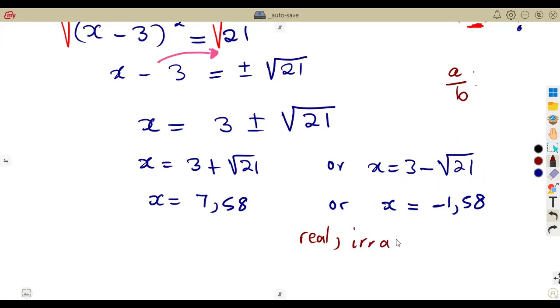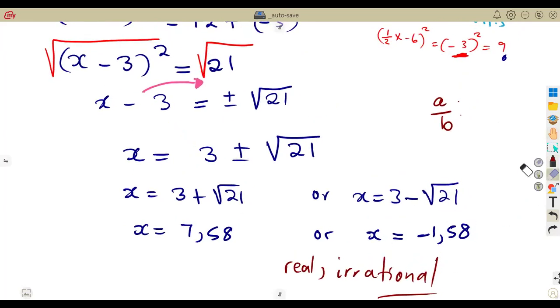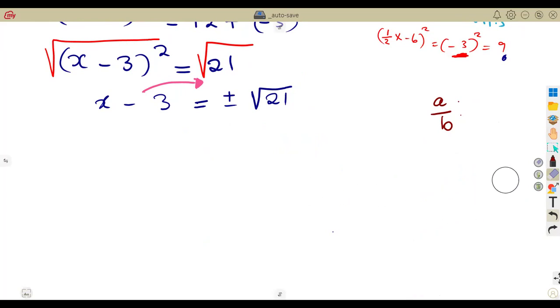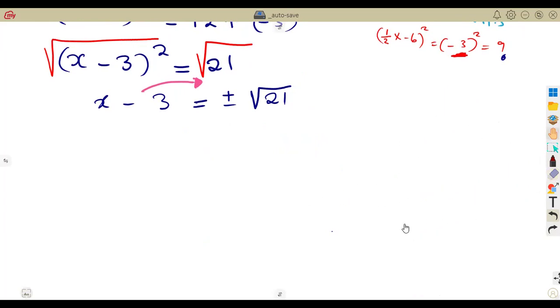So meaning to say, these are irrational solutions that we have at the end. So it's real and irrational. That is what we have, real and irrational at the same time. If it is real and rational, it must be numbers like 2, 3, those are whole numbers that you can consider as real.